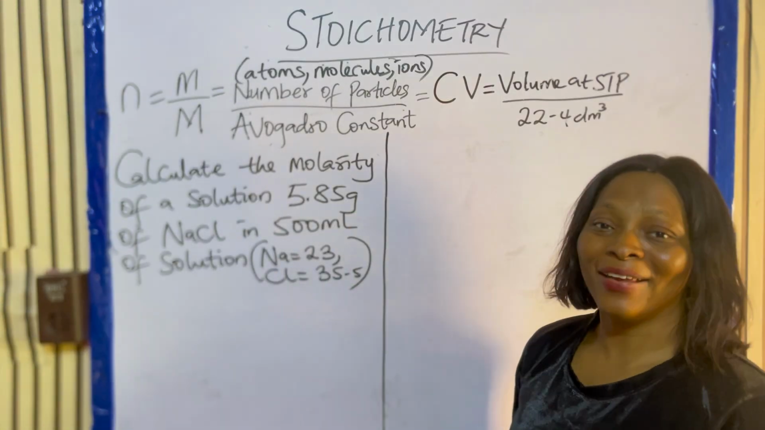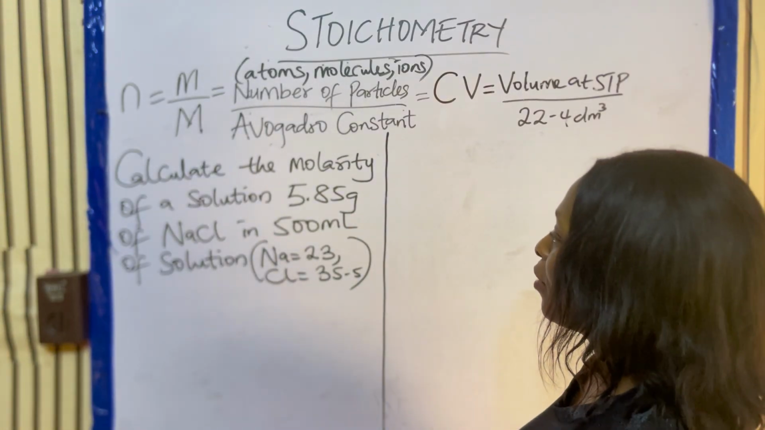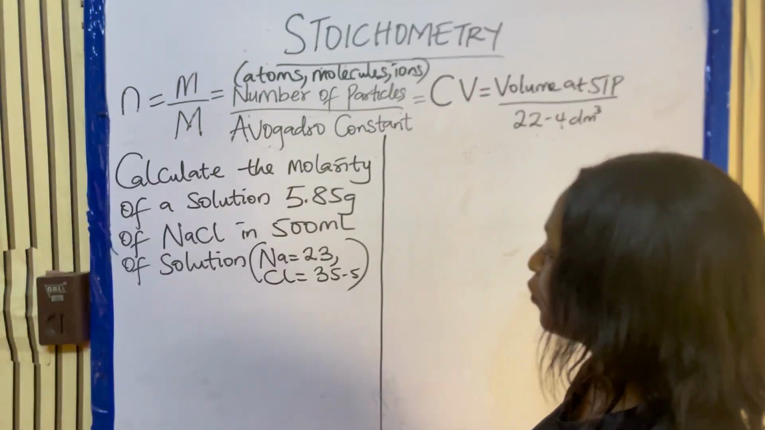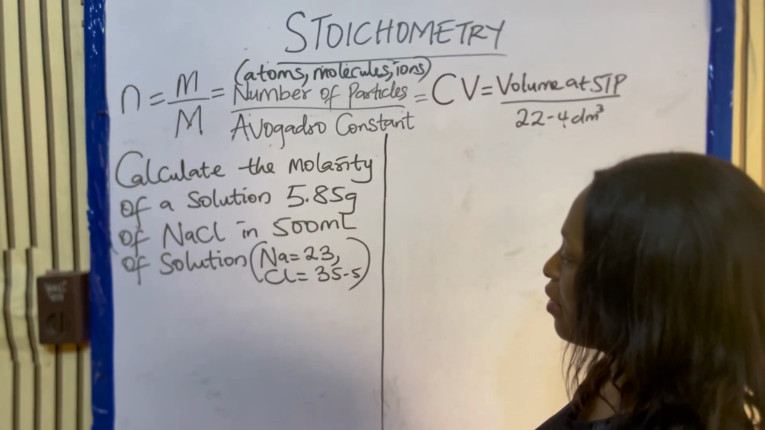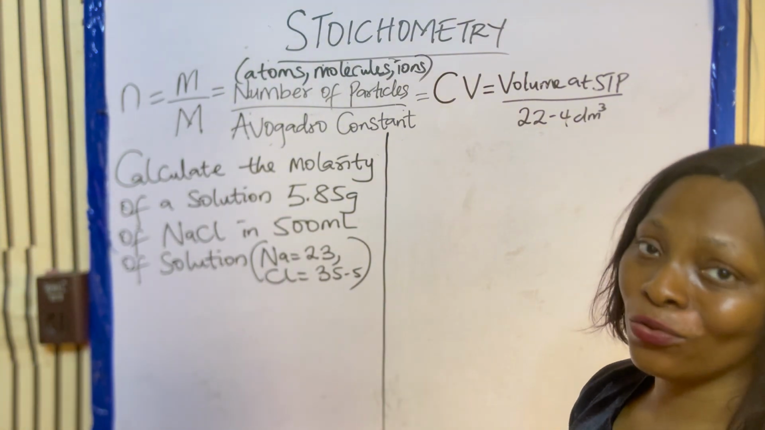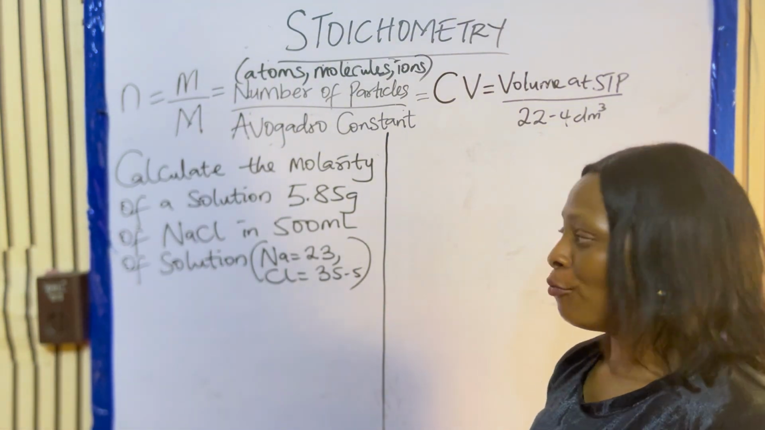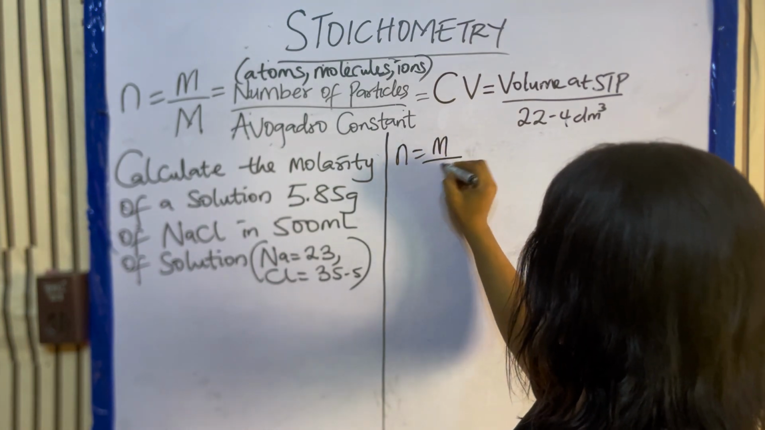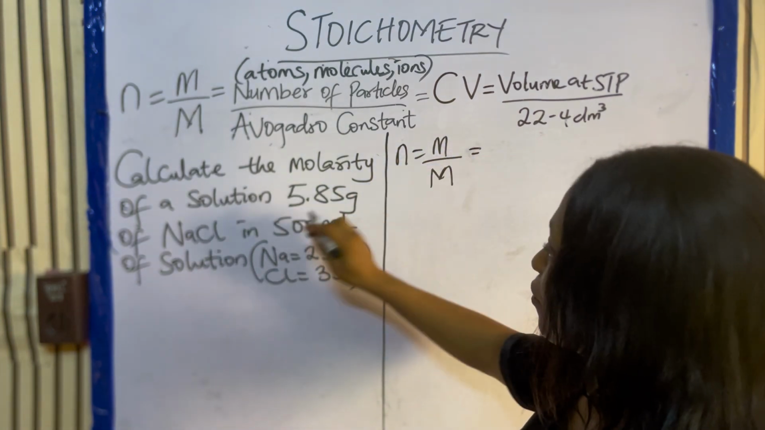Okay, so let's look at another question. Calculate the molarity of a solution of 5.85 gram of sodium chloride in 500 milliliter of solution. All right. So the first thing to do is to find our number of moles. So to find the number of moles, we have mass in gram over molar mass. Our mass in gram is what?